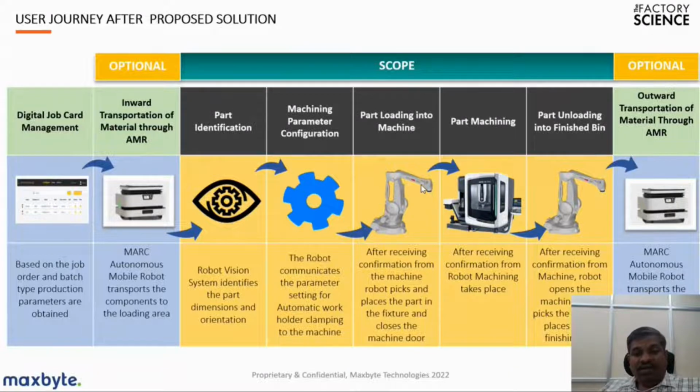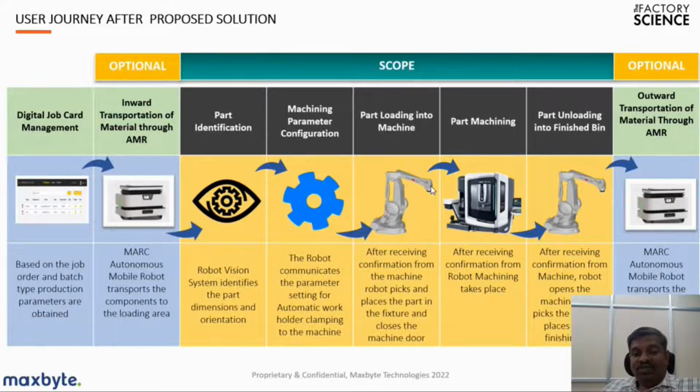Similarly, the robot can clamp the workpiece from the inward flow bin, and transfer the material to the machine, and send the command to the fixture for clamping of the part, and it closes the machine. After receiving confirmation from the robot, the machining starts to take place, along with the door close signal. Once the component is completed, from the miscellaneous functions, we can get communication to the robot.